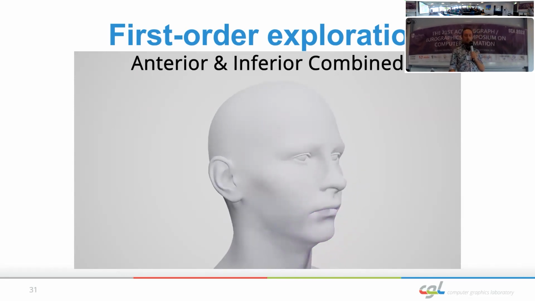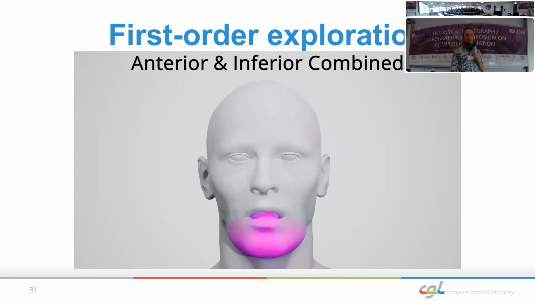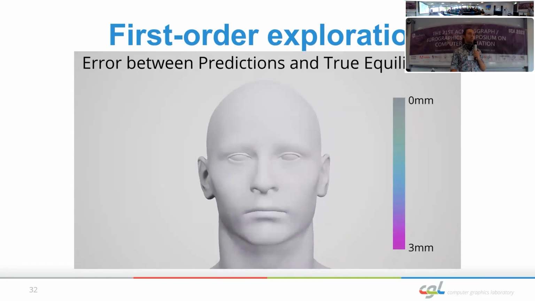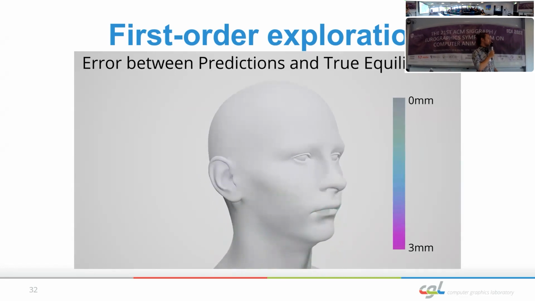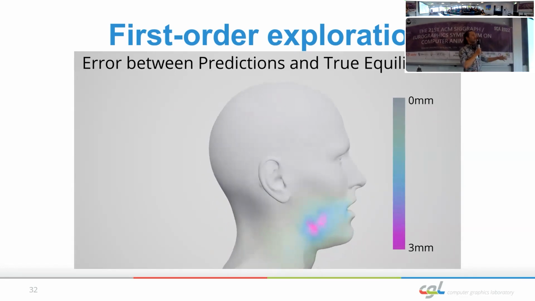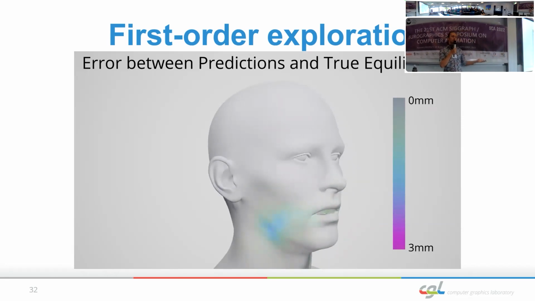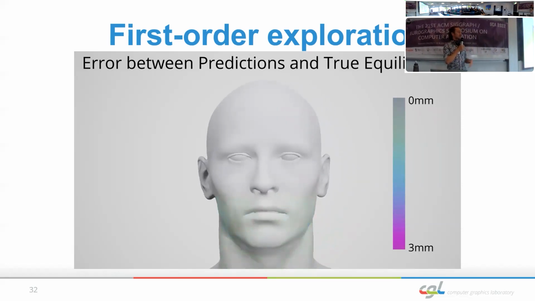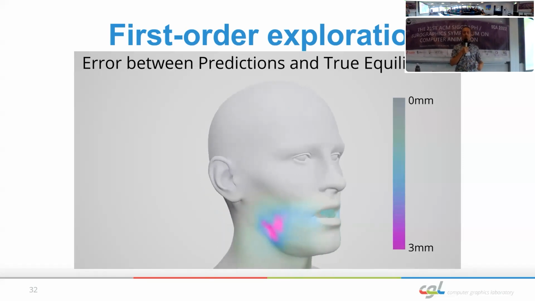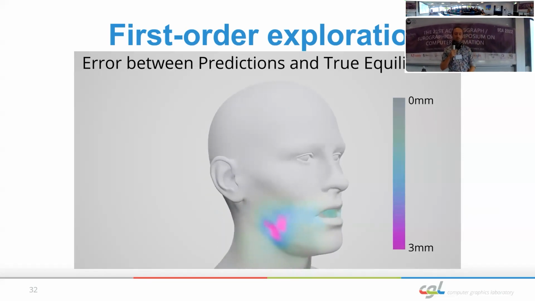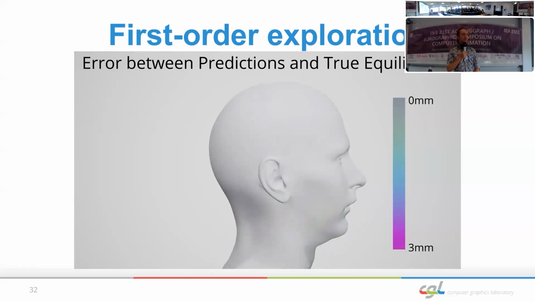And comparing this to the true equilibrium state, we can measure the error between the prediction and the actual simulation results, and see that it is, even for this extreme deformation, extreme in the sense of clinically achievable results, still quite accurate, up to 3 millimeters at the sides of the face.